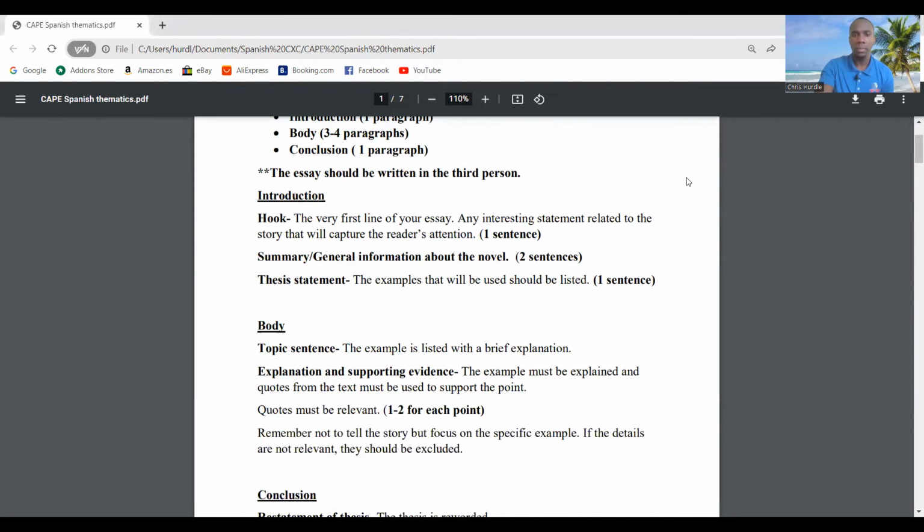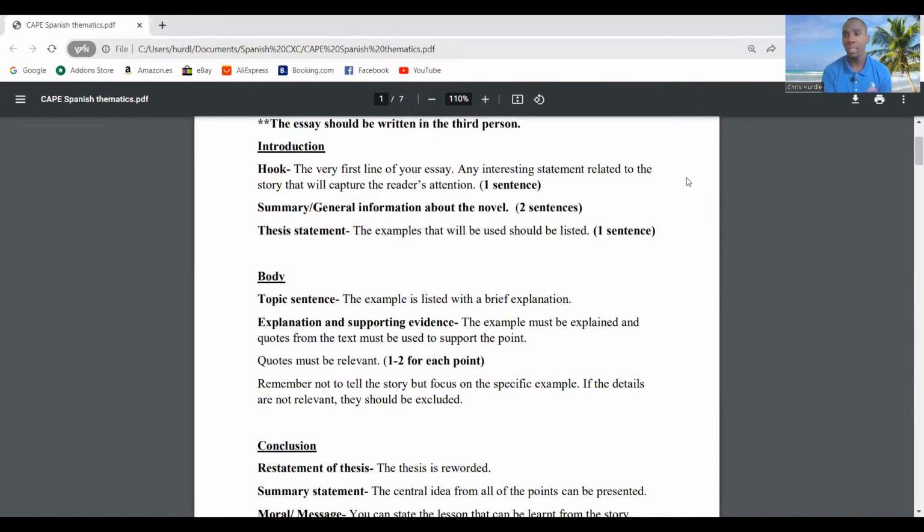So we move on to the body. We start with a topic sentence, and this will be the example that we are analyzing. We give a brief explanation, right? So we don't expand too much on it, but we give enough details that a person can understand. Okay, yes, this is the example, and now I understand where you're going with it. But from your topic sentence, the reader should be able to see where you're going, or what specific aspect you're looking at. And of course, I'm going to show you examples of all of this. So don't worry, no se preocupen.